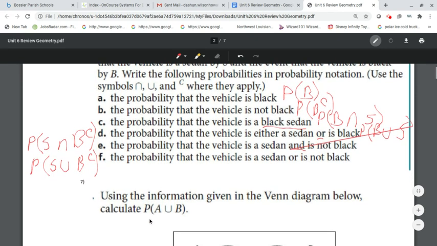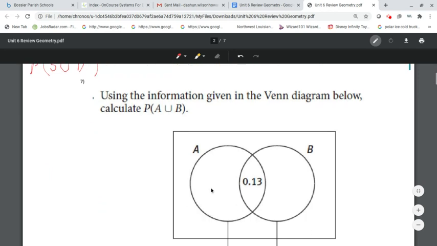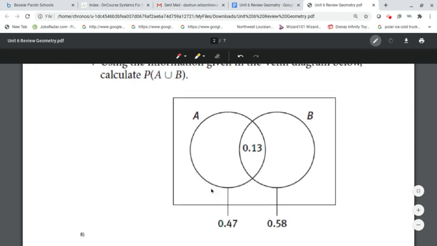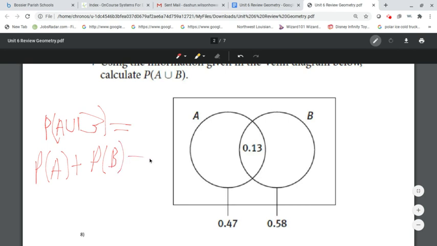All right, here, calculate P of A union B using the Venn diagram. All right, so there's two ways you can do this. You can use the addition rule, which is the probability of A union B equals the probability of A plus the probability of B minus the intersection. All right, that will give me my union.